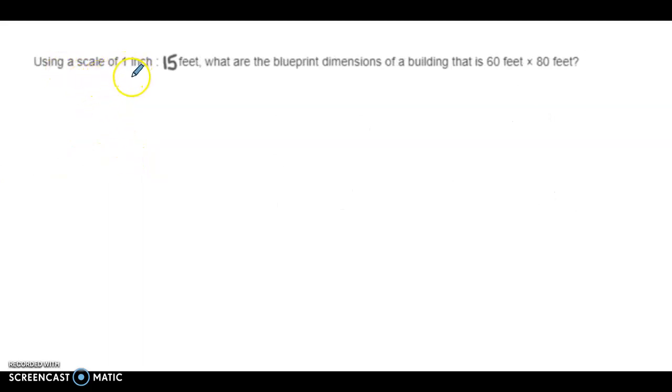Using a scale factor of 1 inch to 15 feet, what are the blueprint dimensions of a building that is 60 feet by 80 feet? All right, since I know it's 1 inch to 15 feet, I'm going to write that down as my first fraction. Then I'm going to solve for this one first, the length or the width. So I know I have 60 feet. Since feet is on the bottom of my fraction, I'm going to put 60 on the bottom. And then I don't know what's going to be in inches yet.